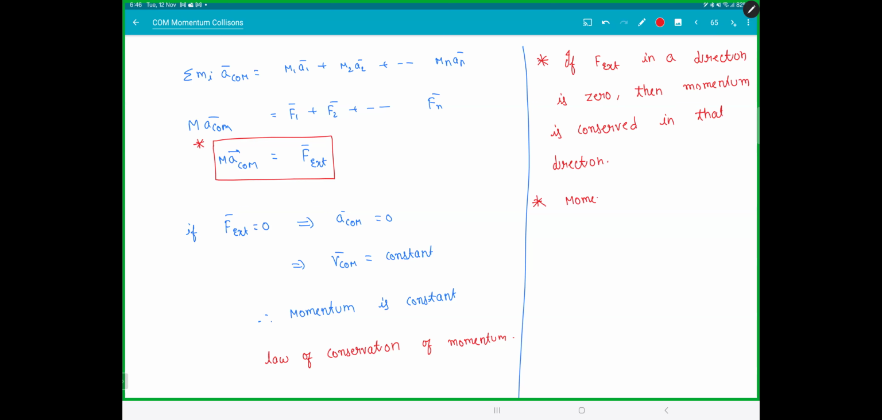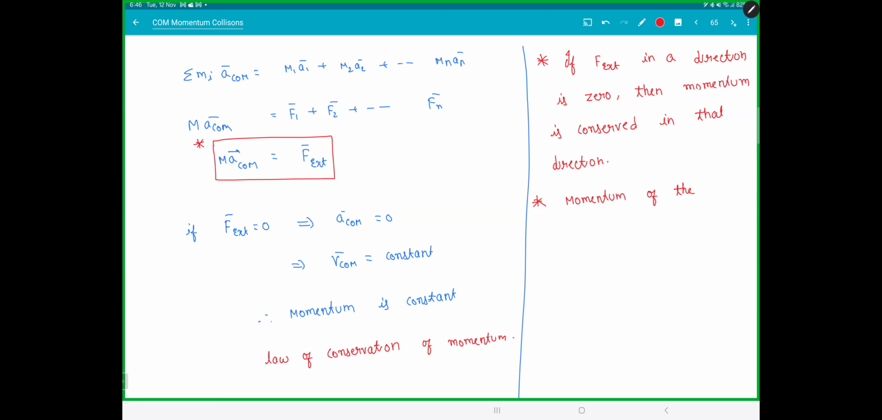Momentum of the system with respect to center of mass. Tell me one thing, if you add all the different momentums of the particles, right? If you add the momentum of each and every particle, in the end you will realize that it is the same as if all the mass is at the center of mass going with VCOM. Now tell me one thing, momentum of the system is momentum of center of mass.